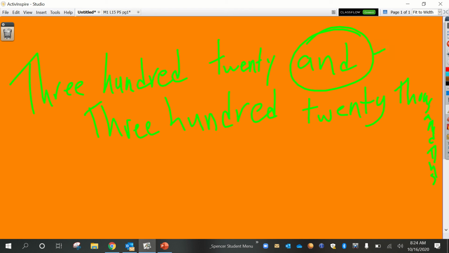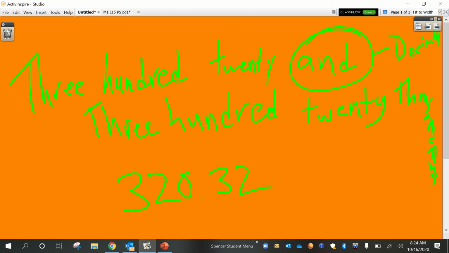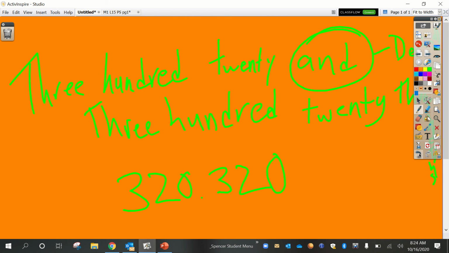Well, the word and, this is where our decimal is, right? So 320, well, that looks like this. And then we put our decimal. Well, they want 320 thousandths, so 320 thousandths. You could have also represented that as 32 hundredths, because that is the exact same answer. Because when I do that, you can see that we have 320 thousandths. Perfect.